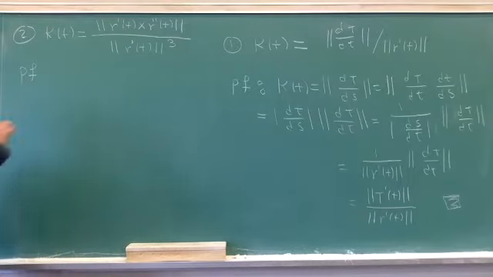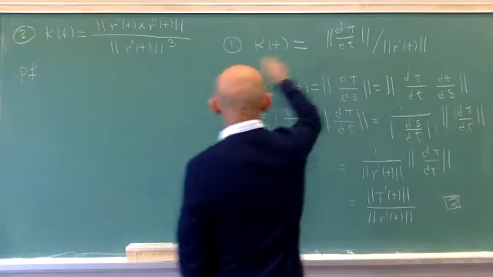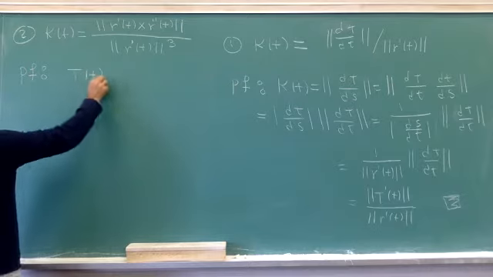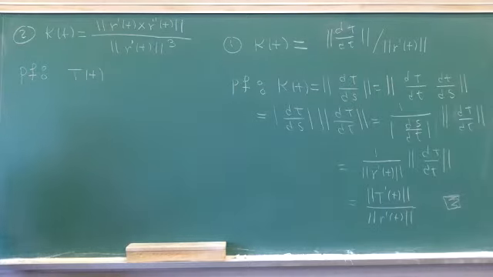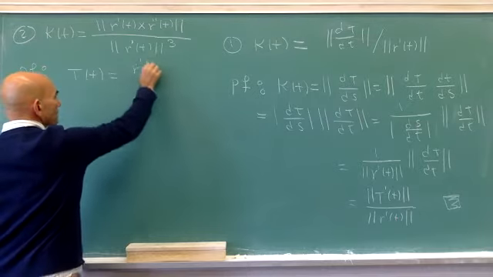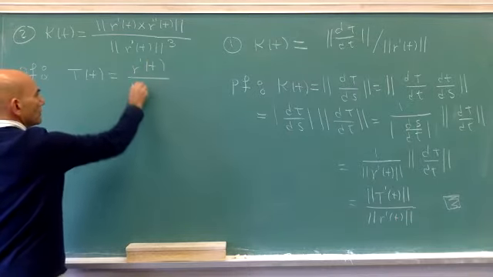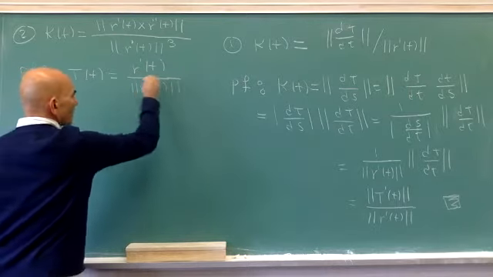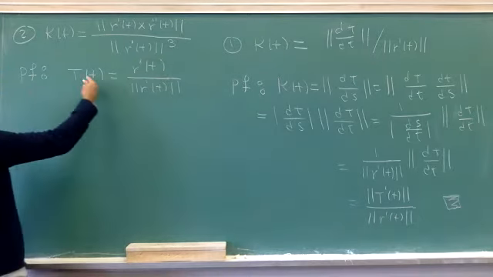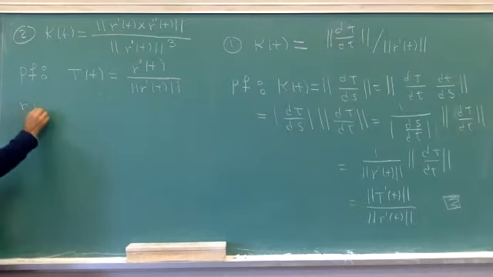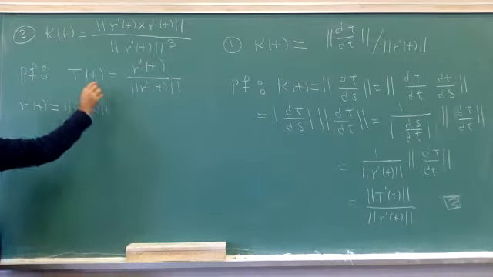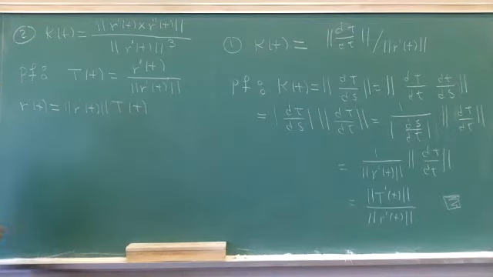So let us compute, because you see the formula is here. Let us compute T of t. What is T of t? The unit tangent vector. That's equal to, we know, r prime of t divided by the norm of r prime of t. But that's just a definition. Let's cross multiply. We get r prime of t equal to the norm of r prime of t times T of t.